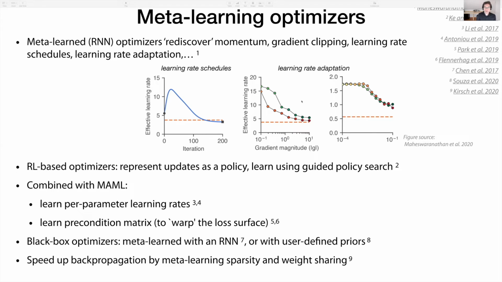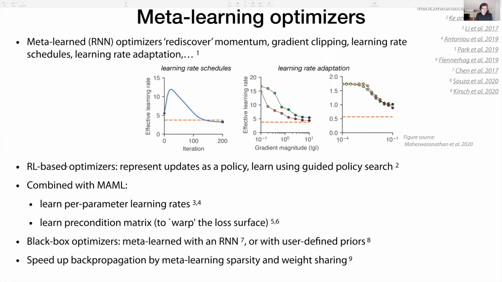And here you can see it learns something like learning rate adaptation, right? So if the gradients are small, then you should use a high learning rate. If the gradients are large, you use a small learning rate, which is very similar to what happens, for instance, in RMSprop. Right? But we didn't tell the optimizer to do that. It just learned that from data.